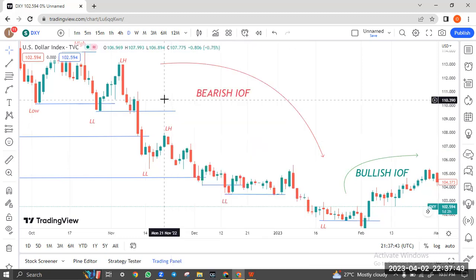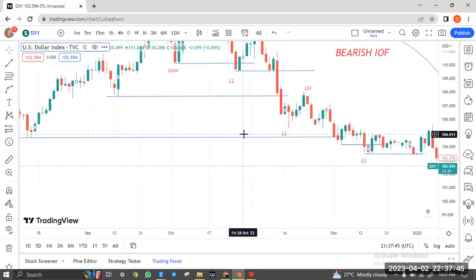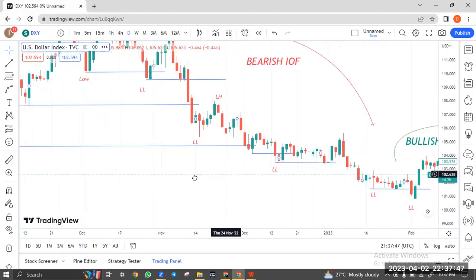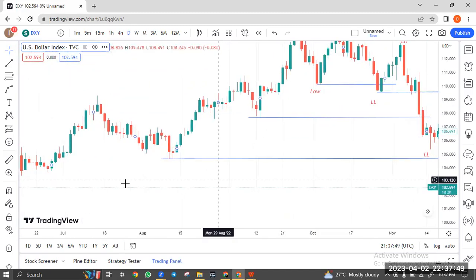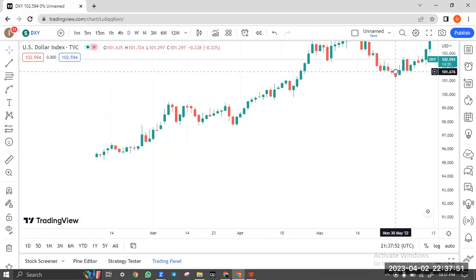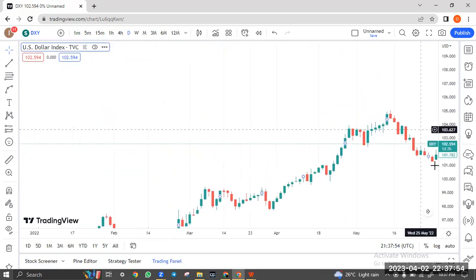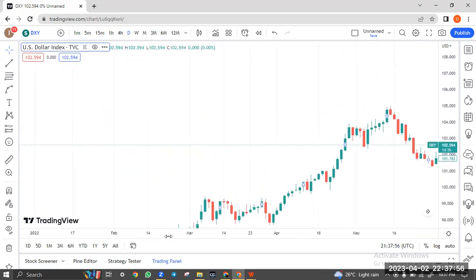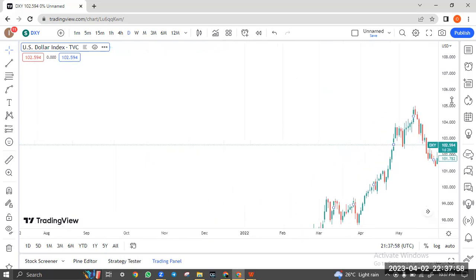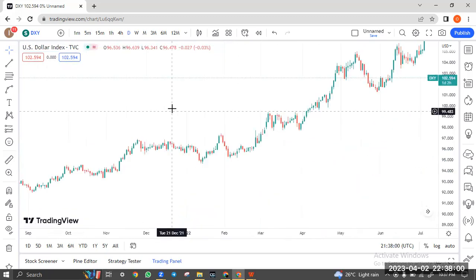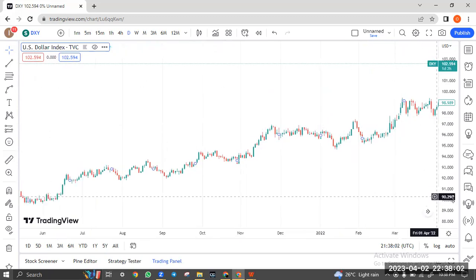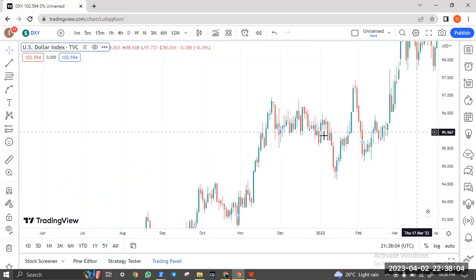Bearish IOF. So the quest for liquidity and the fill of an imbalance is done with respect to the current institutional order flow. Like you see now, we are in a bullish institutional order flow, and all their movement will go and take out liquidity. Price moves up and down to seek yield.